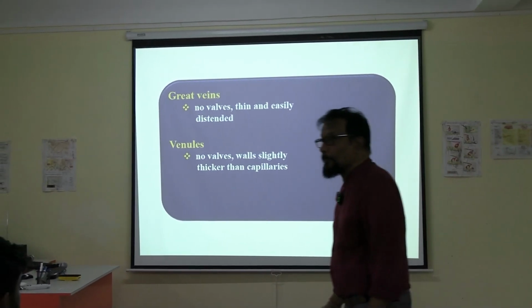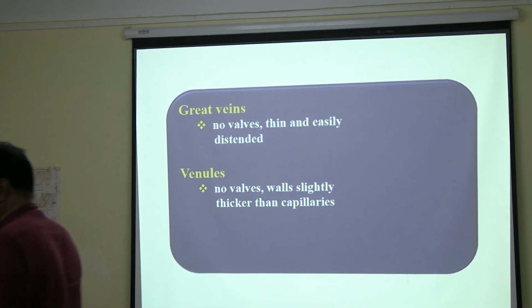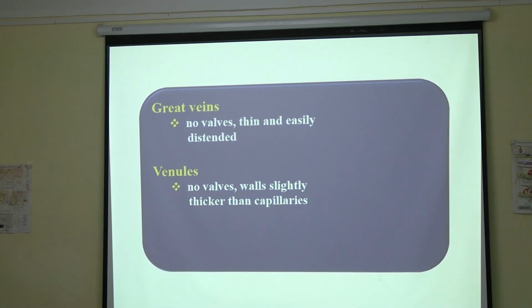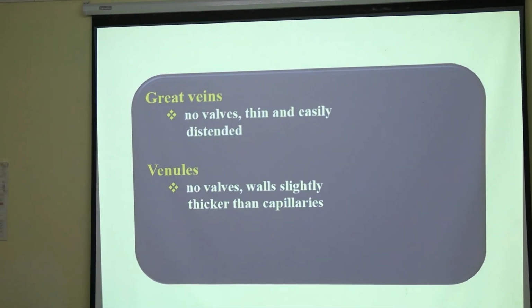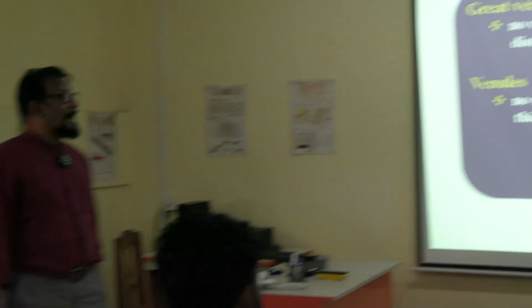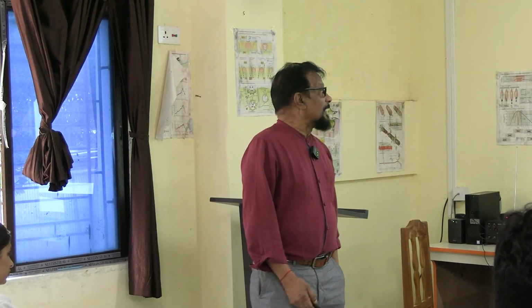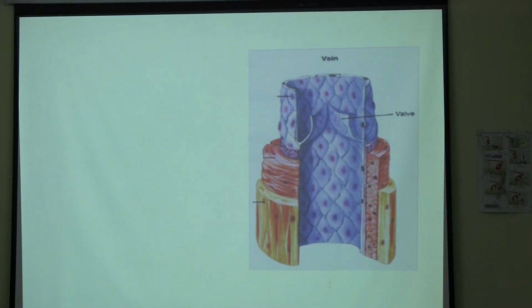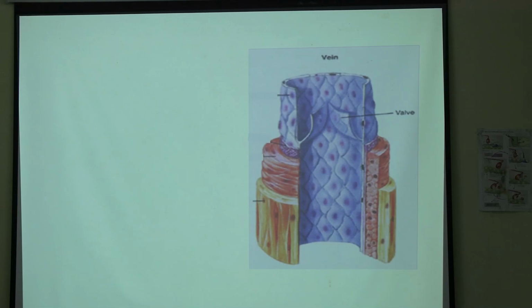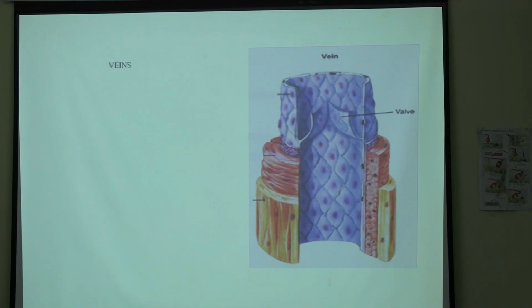This is important. Remember, veins have valves, but not all veins. Great veins have no valves; the wall is thin and easily distended. Venules have no valves, and their walls are slightly thicker than capillaries. Veins and valves: endothelium, muscular coat, tunica adventitia.